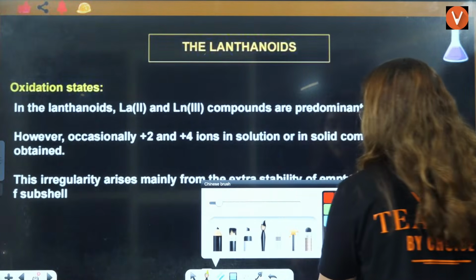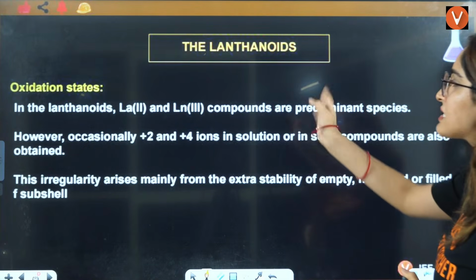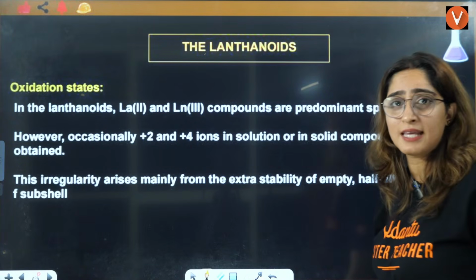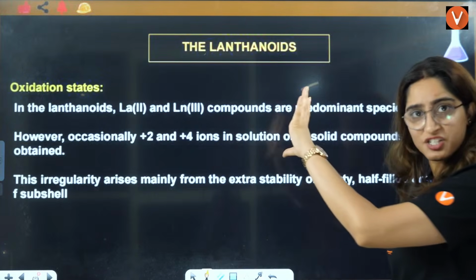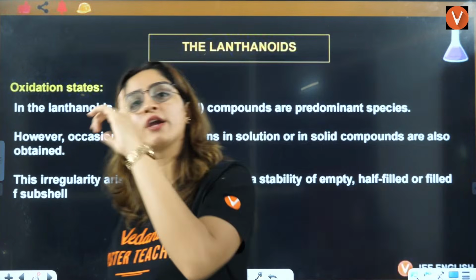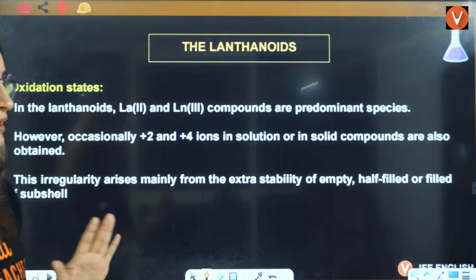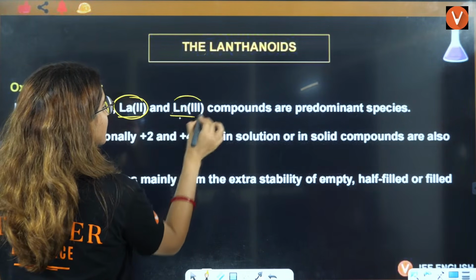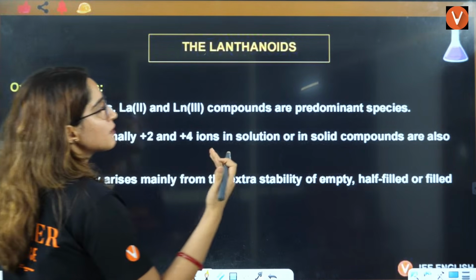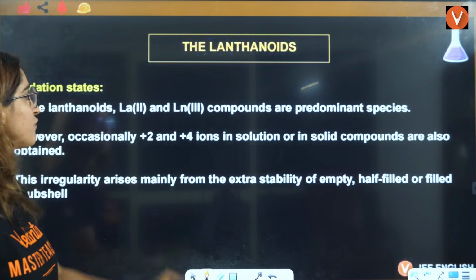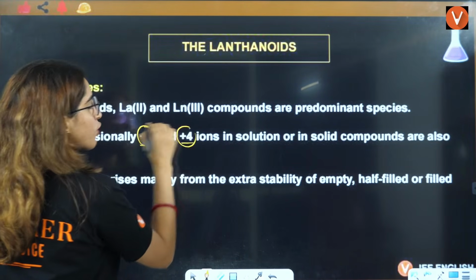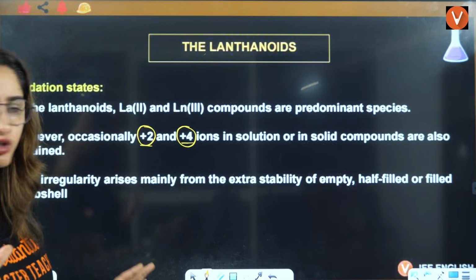Just see what I'm teaching you, right? In lanthanoids, lanthanum to lutetium compounds are known. This is very important. Let's see. Oxidation states we are going to discuss, and electronic configuration is going to help us here, right? In the lanthanoids, Ln2 positive and Ln3 positive compounds are the predominant species, right? Firstly, Ln3 positive. Occasionally, +2 and +4 ions in solution are also shown because of this table.